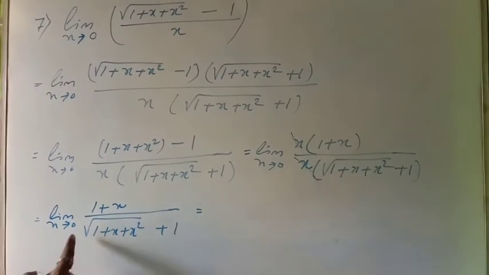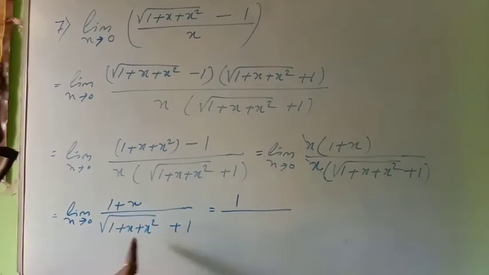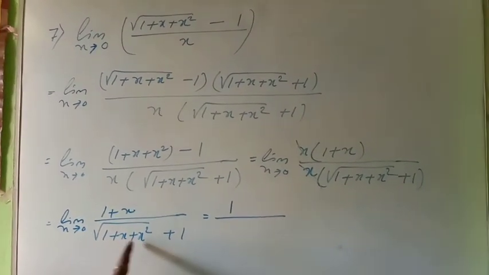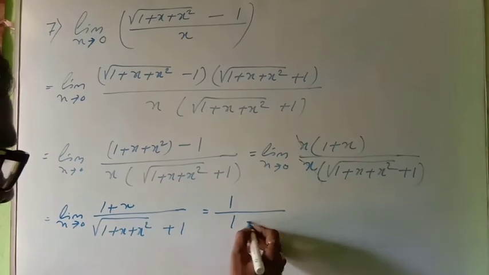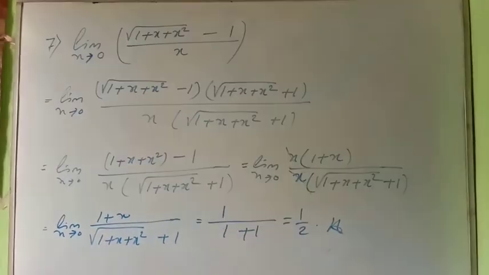Now put the value of x equal to 0 here. What is left? 1 plus 0 is 1, and here 1 plus 0 means 1, square root of 1 is 1, and plus 1. How much are you getting? 1 by 2 is the answer of number 7.